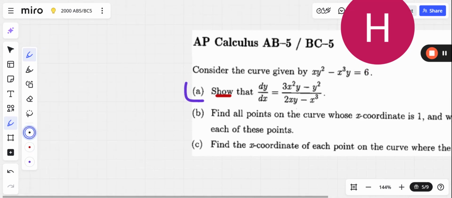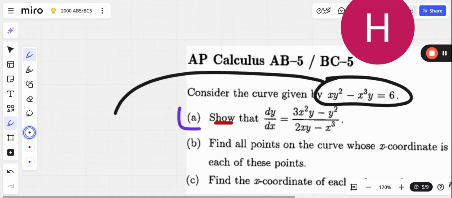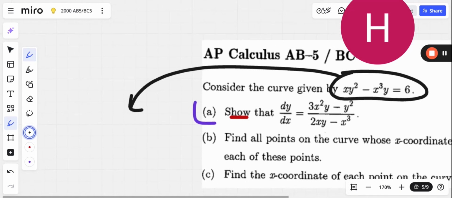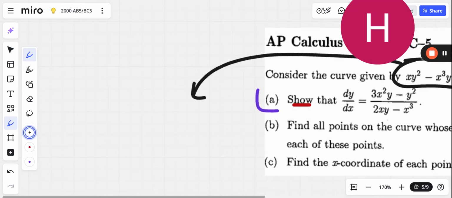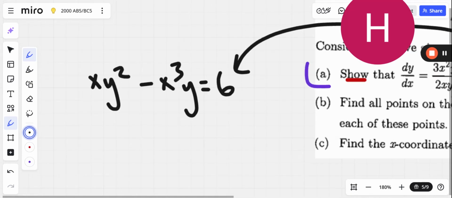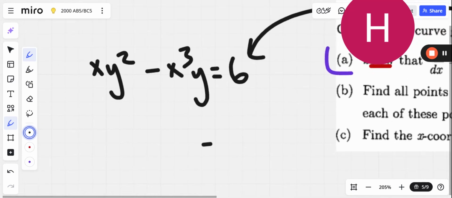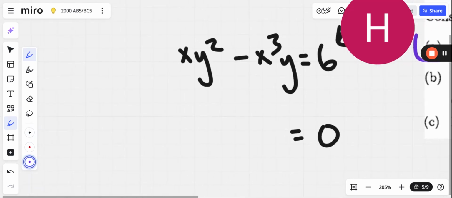Okay, so this is fairly easy to do. We just need to be aware that when we take a derivative of both sides of this equation, we're going to want to use the product rule. And we're going to use the product rule in a couple places because there are two products. Of course, the right side of the equation is simple. The derivative of 6 is just 0. The really interesting stuff is happening here.